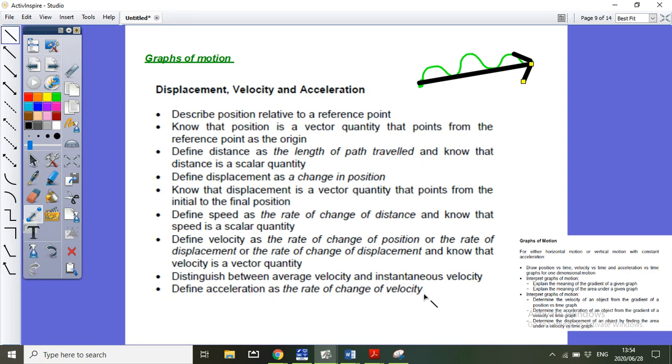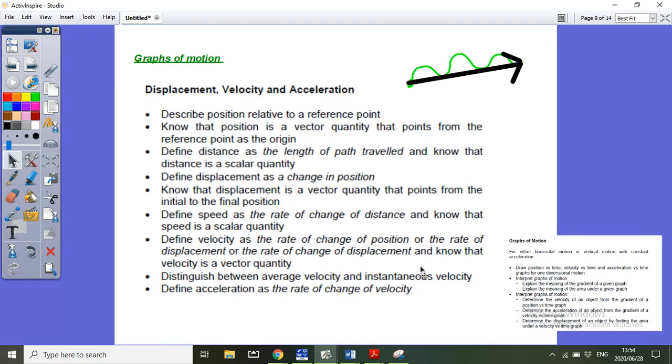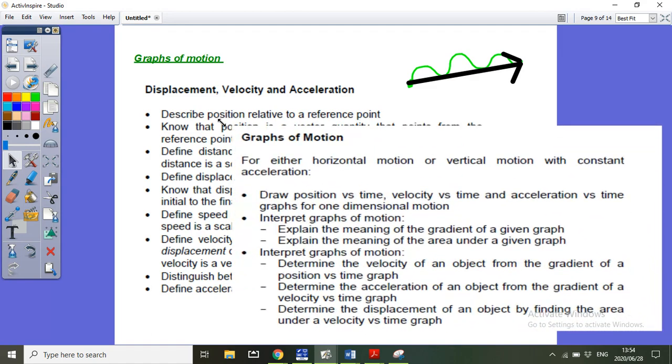Now, these equations we're going to look at a little bit later when we're doing the actual equations of motion, but we need this before we can start talking about graphs of motion. So if there's any of this you don't remember, please put your hand up and let your teacher explain this to you in a little bit more detail if you forgot any of this. I'm hoping that this is easy for you because you've done it in detail last year.